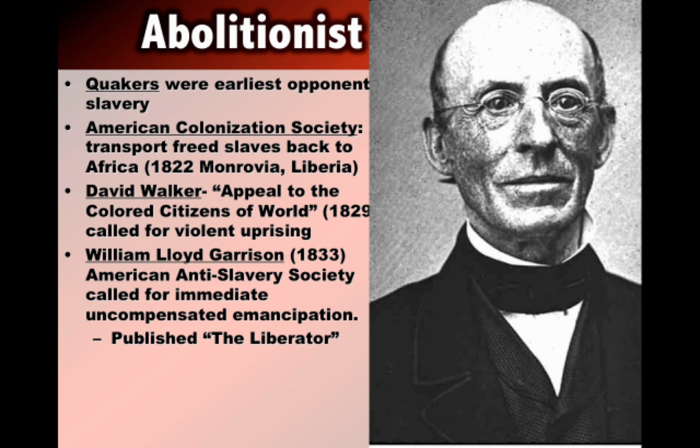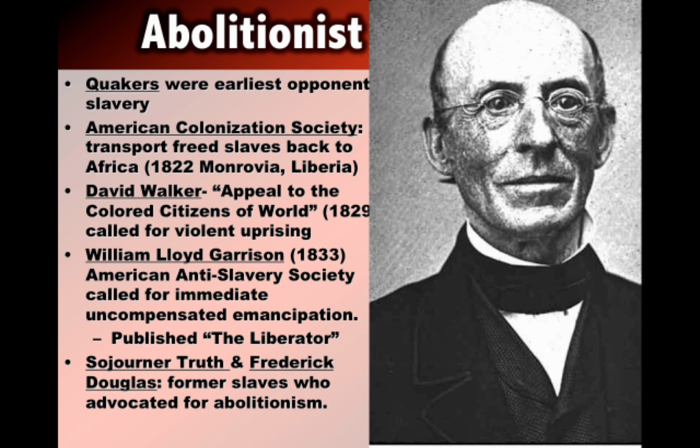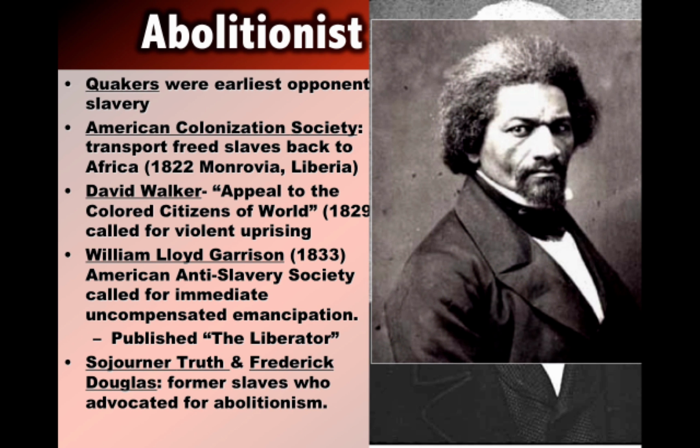William Lloyd Garrison is another abolitionist. In 1833, he creates the American Anti-Slavery Society, which calls for the immediate uncompensated emancipation of slaves. He publishes The Liberator, which is the anti-slavery newspaper, and he and his followers were very unpopular in the North and the South. And of course, some of the more famous former slaves who advocate for abolitionism after they get their freedom are people like Frederick Douglass and Sojourner Truth.